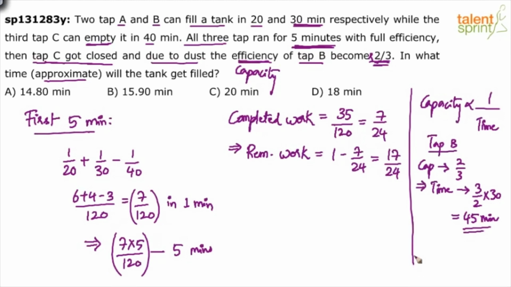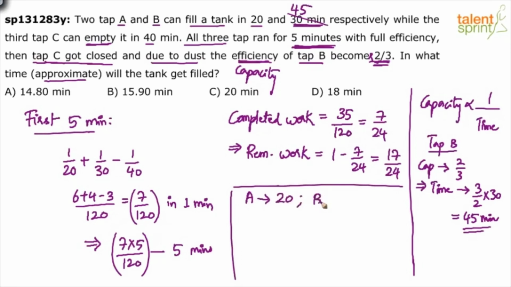You're able to follow? For the remaining calculation, we will not take 30 minutes. Now it has become 45 minutes. And tap A remains 20 minutes only. Now understand, now we have got 2 new taps. Tap A, which takes 20 minutes, and tap B dash, I would say, which takes 45 minutes. Find out how much time will both of these taps together take to fill the full tank.